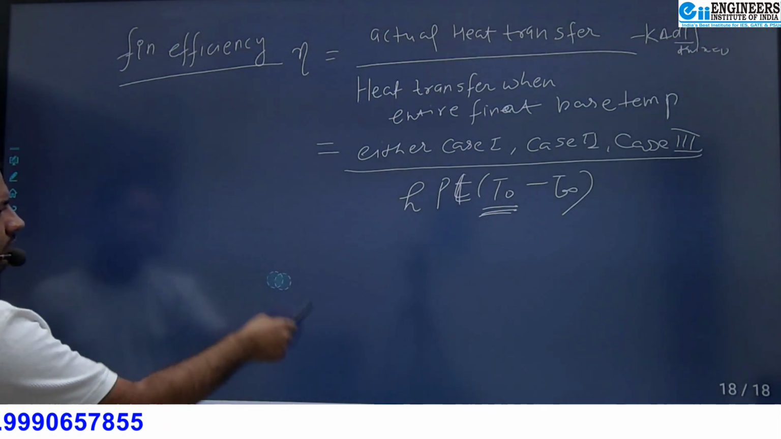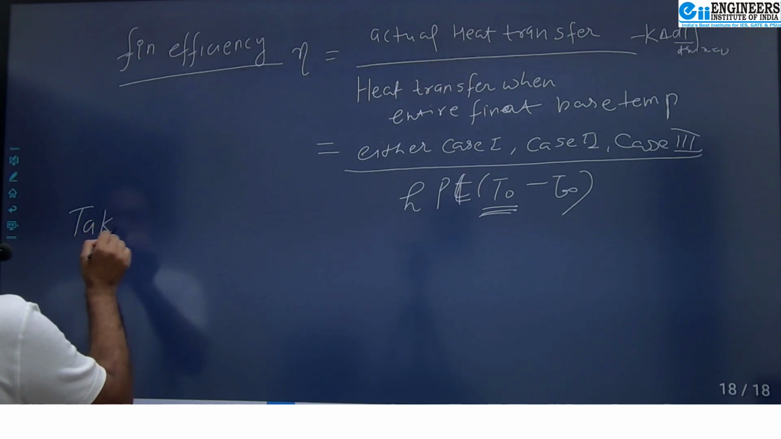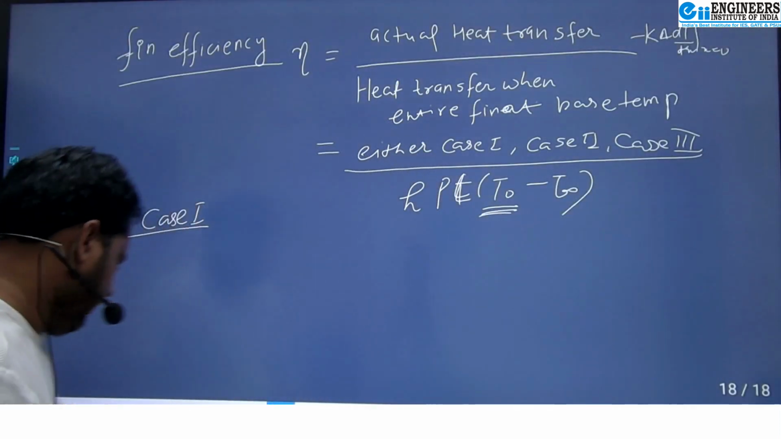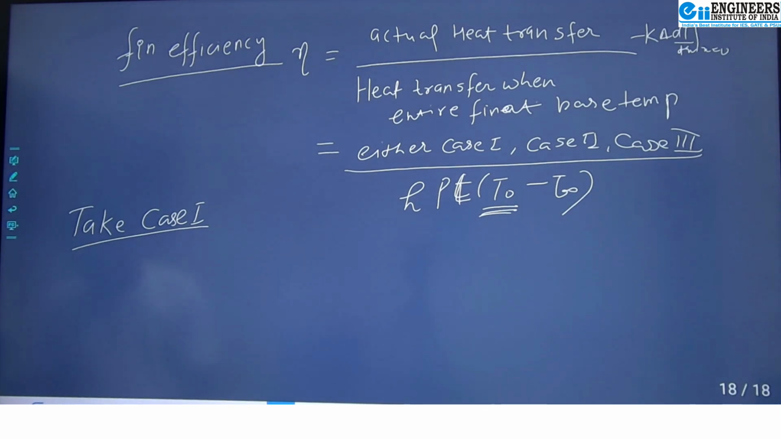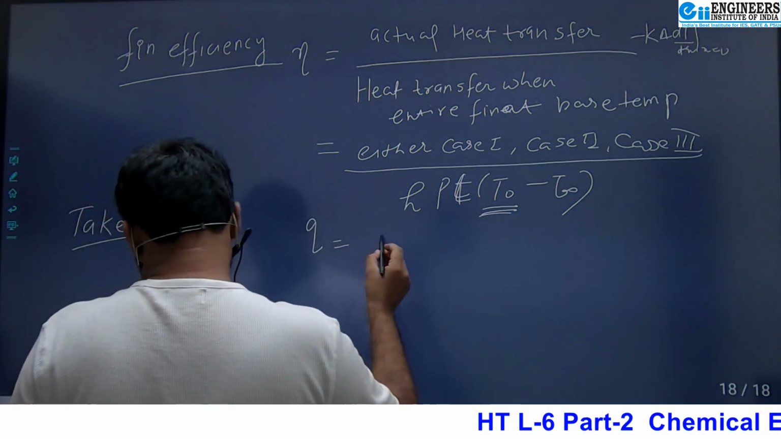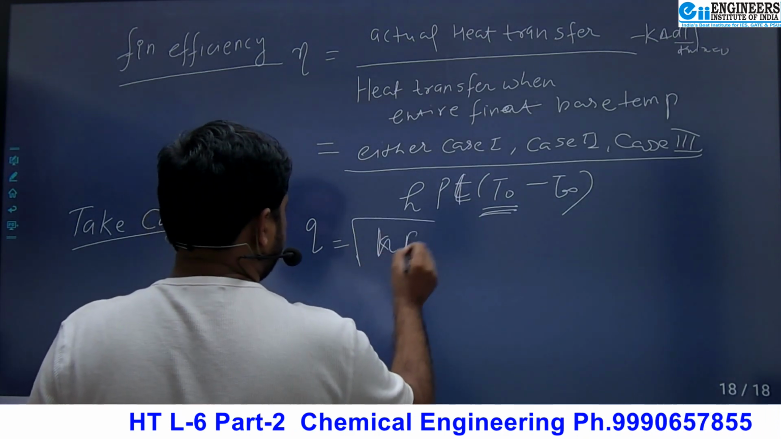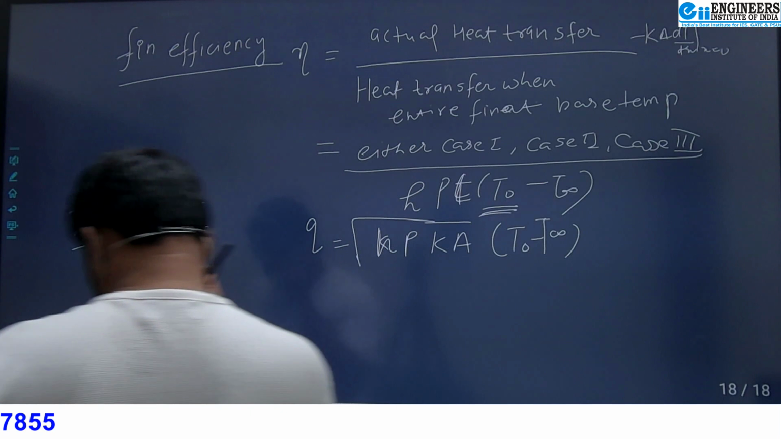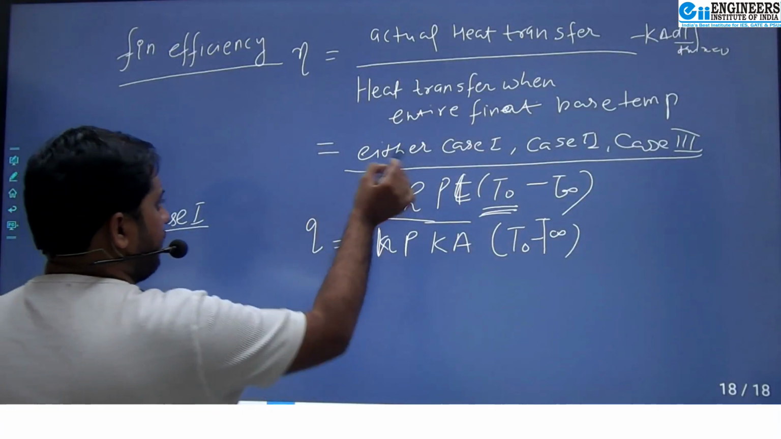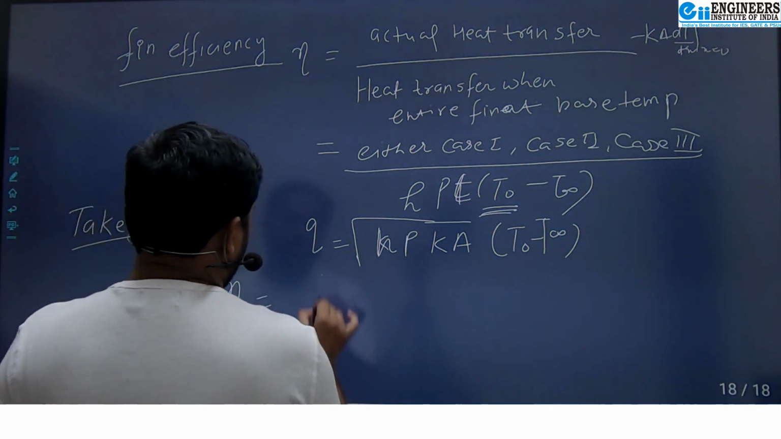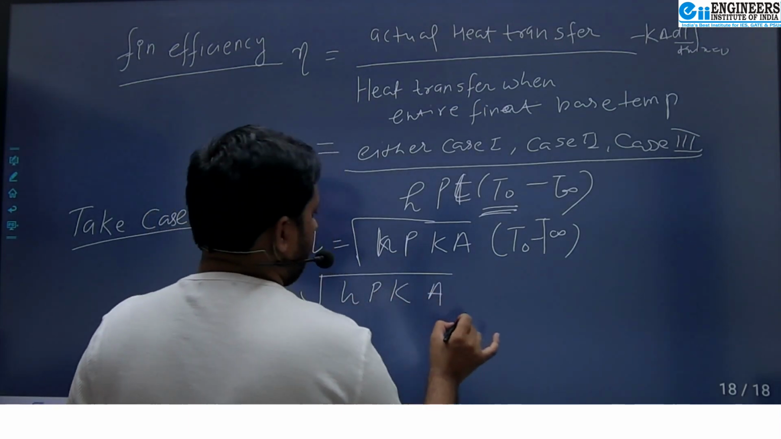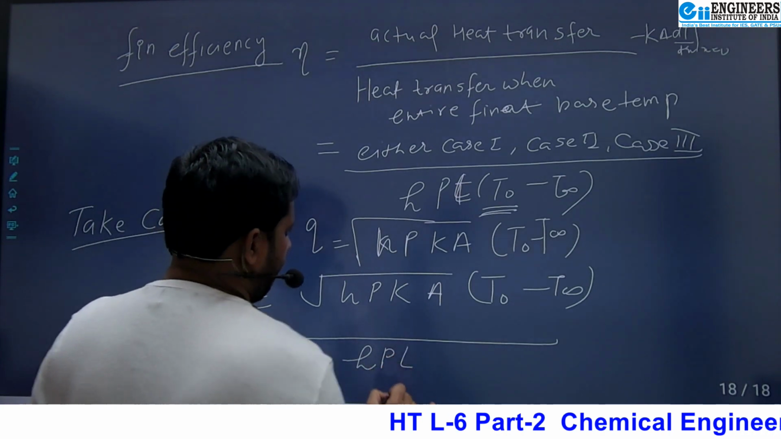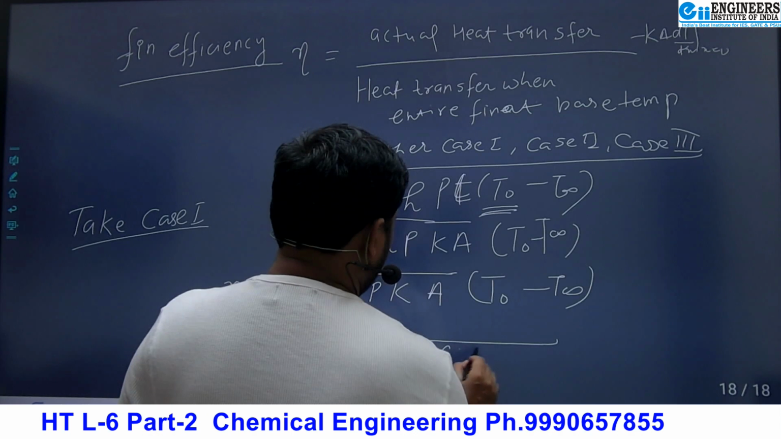For example, if we take case 1, where the fin is of infinite length, then what was the actual heat transfer in that case? In that case Q was root(hPkA) into (T0 minus T infinity). This is case 1. And if we put this value here for case 1, the fin efficiency becomes root(hPkA)(T0 minus T infinity) divided by hPL(T0 minus T infinity).